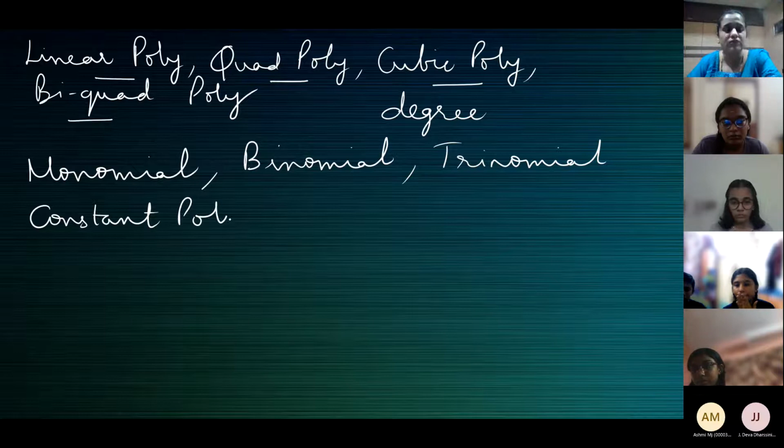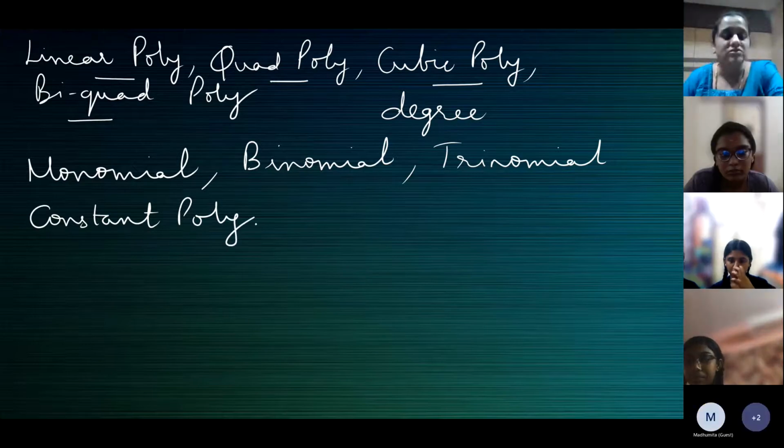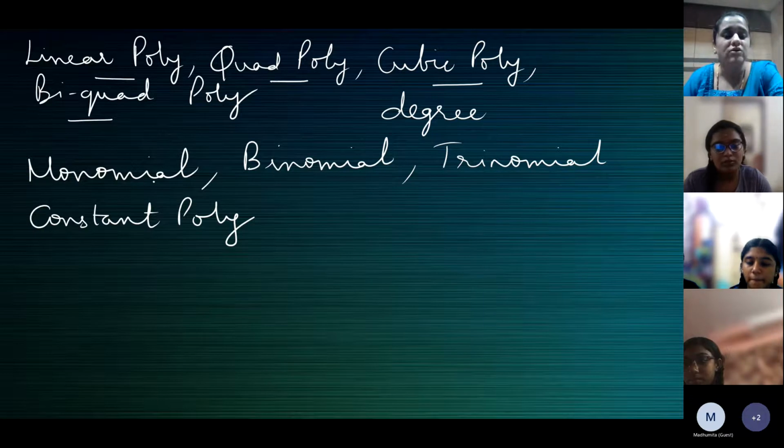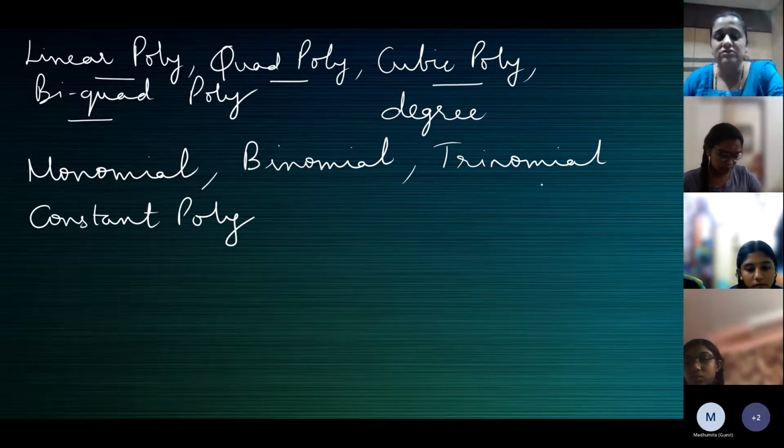So we have to continue from here. What is a constant polynomial? Before that, we understood that a monomial is a polynomial with one non-zero term. A binomial is a polynomial with 2 non-zero terms. A trinomial is a polynomial with 3 non-zero terms.